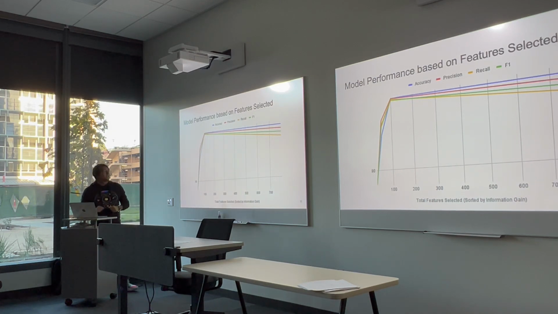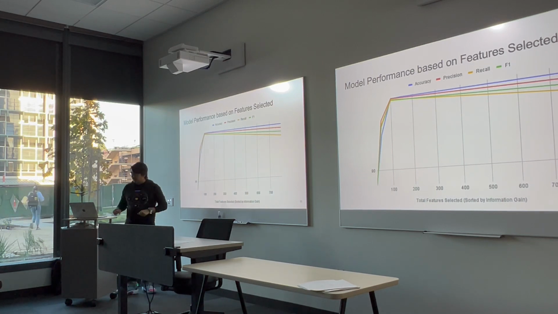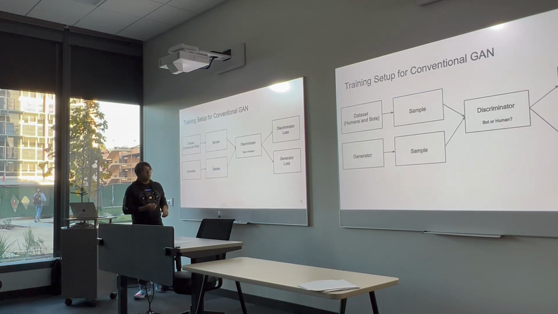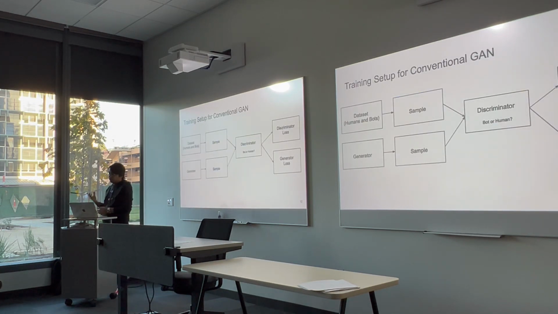Okay. Anyway, so that's that about the features. So we want to take the first 100 features for GANs. That is the conclusion from this graph. Now let's talk about how our GAN actually looks, how we actually train the GAN.